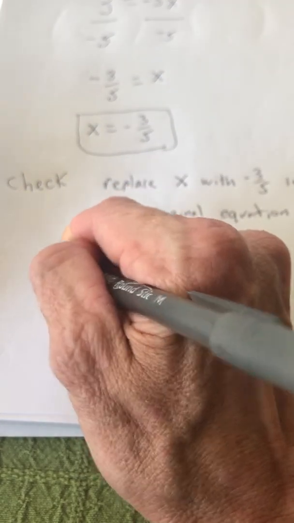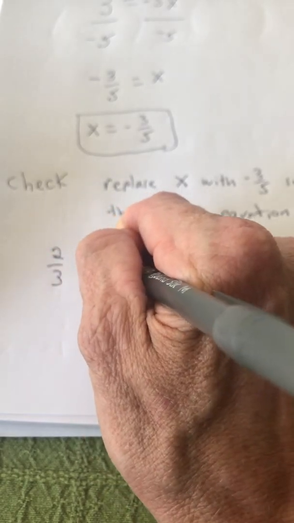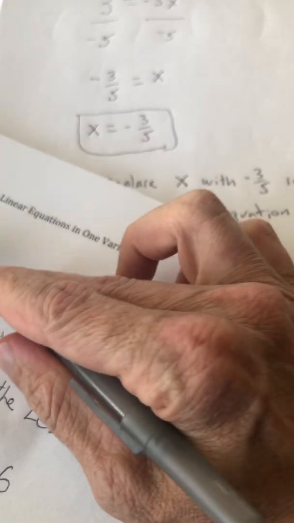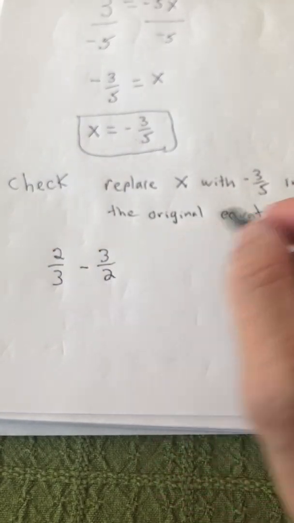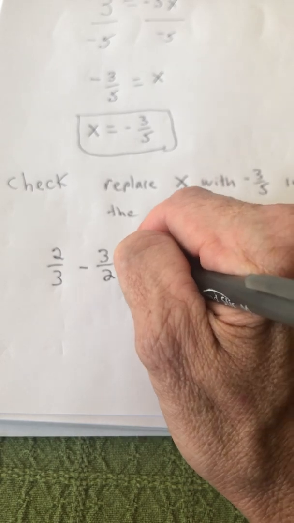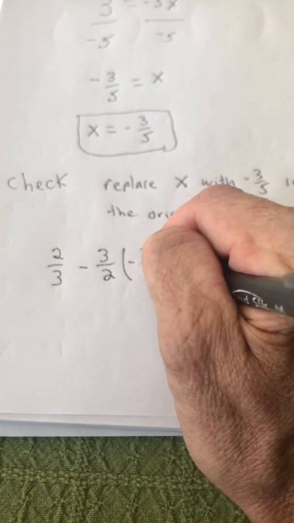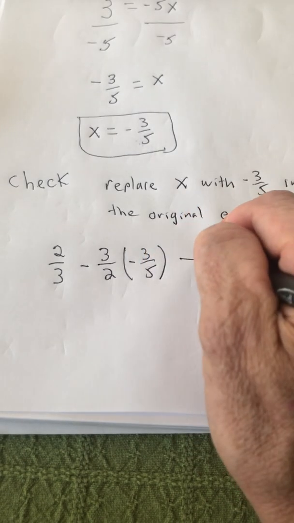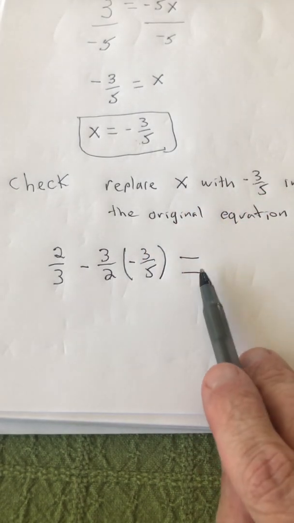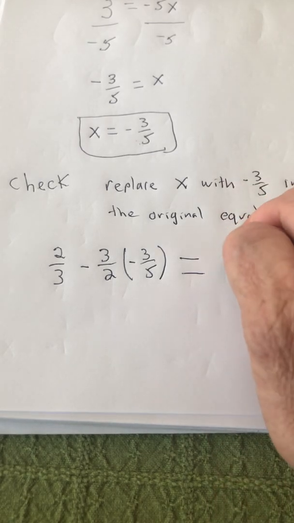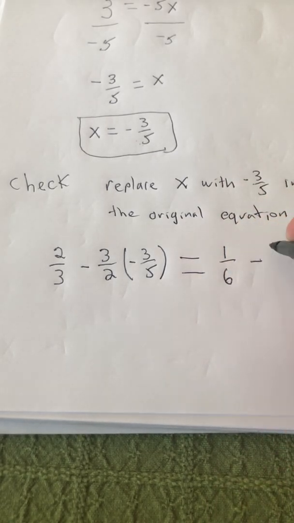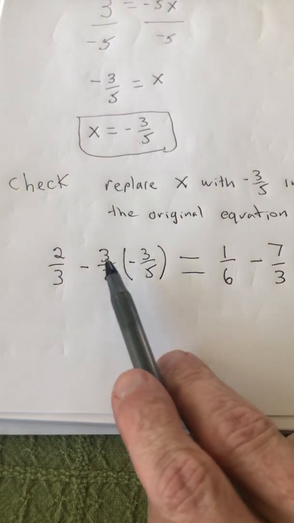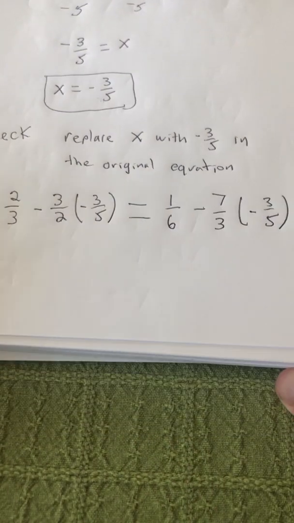So we have 2/3 minus 3/2 x, but x is what? X is negative 3/5 equals, now we don't know if this is true yet, we're checking, equals 1/6 minus 7/3 x. X again is negative 3/5. And if we get the same value on both sides, then we know we are correct.